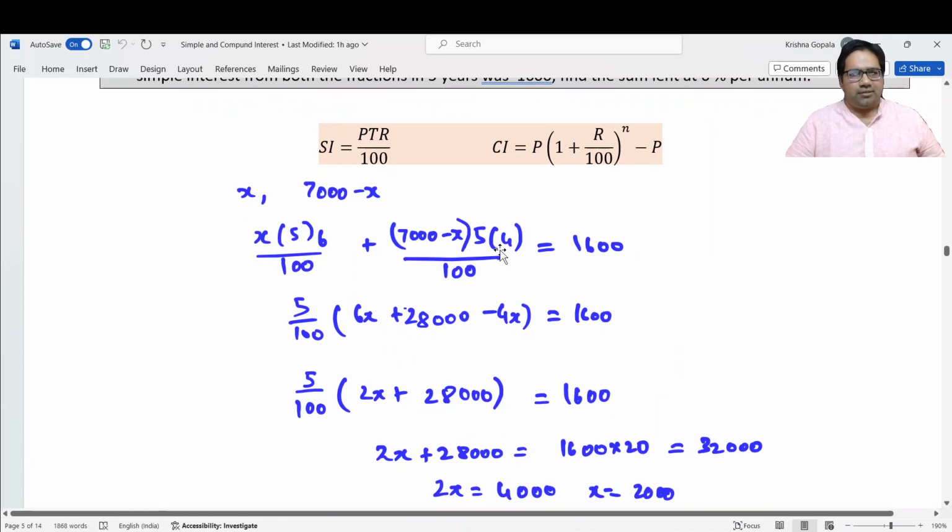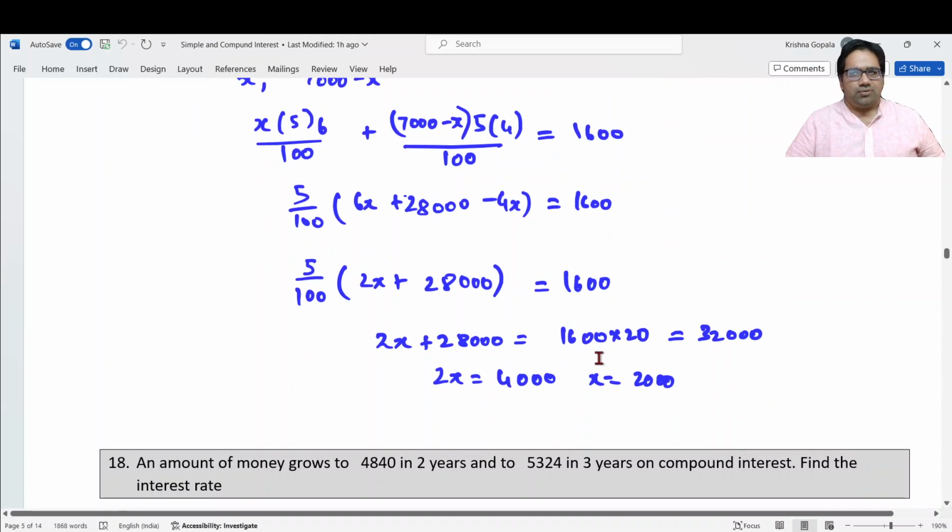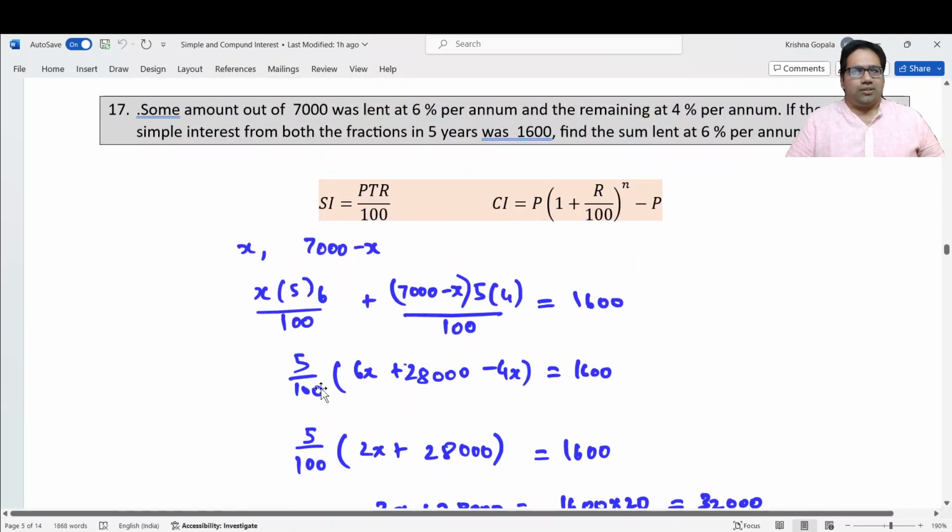Then 6x plus 4 times 7,000 is 28,000, minus 4x, with 5 by 100 taken common, right, is equal to 1600. 5 by 100 into 2x plus 28,000 is equal to 1600. 2x plus 28,000 equal to 1600 into 20, which is 32,000. 2x equal to 32,000 minus 28,000, 4,000. That means x equal to 2,000. What is x? The amount that was lent at 6%.